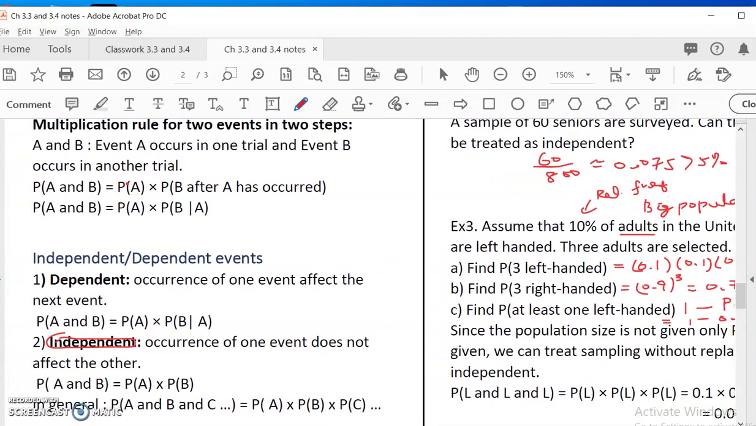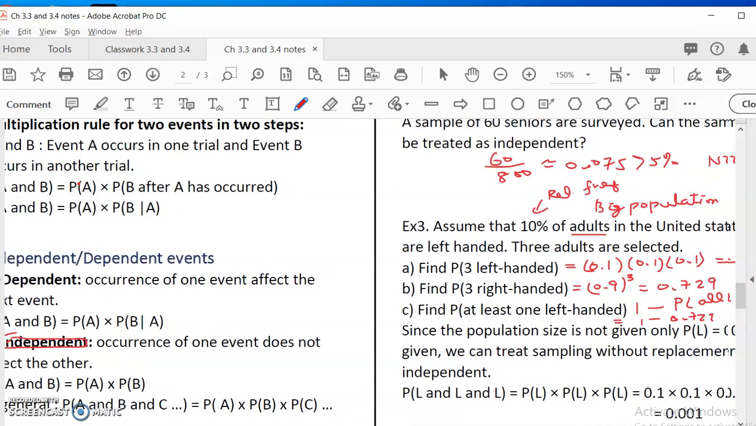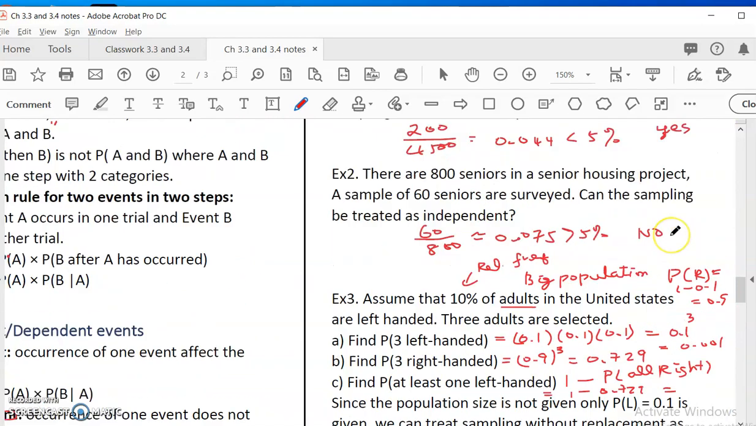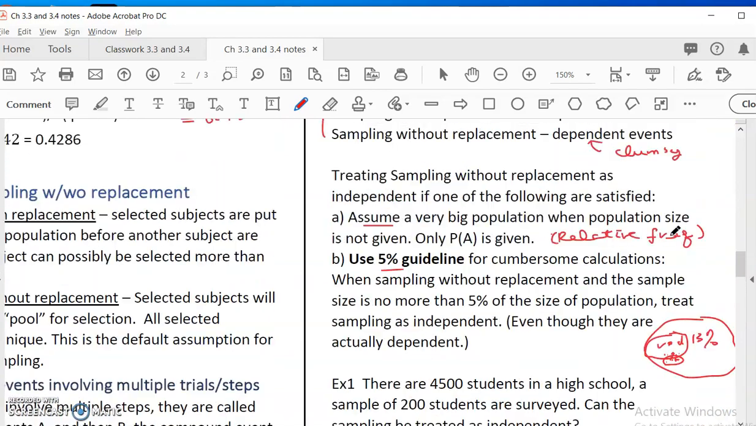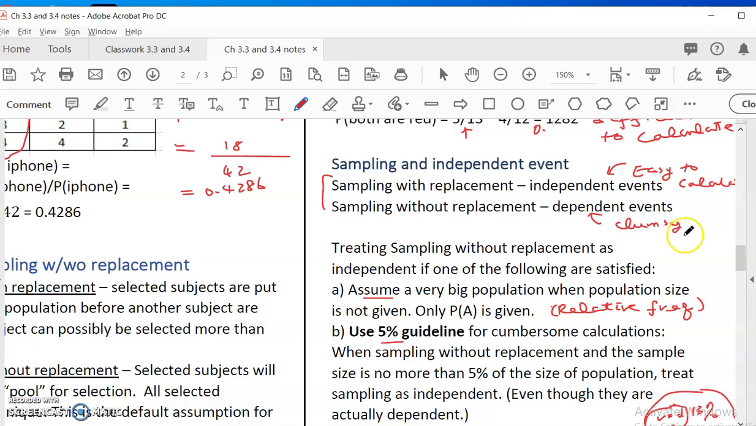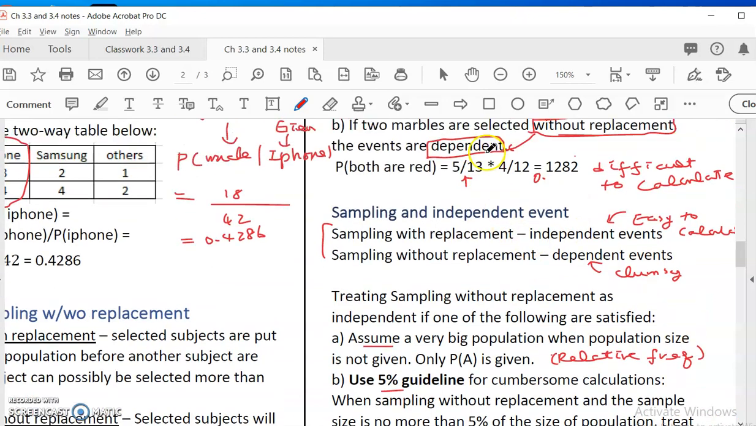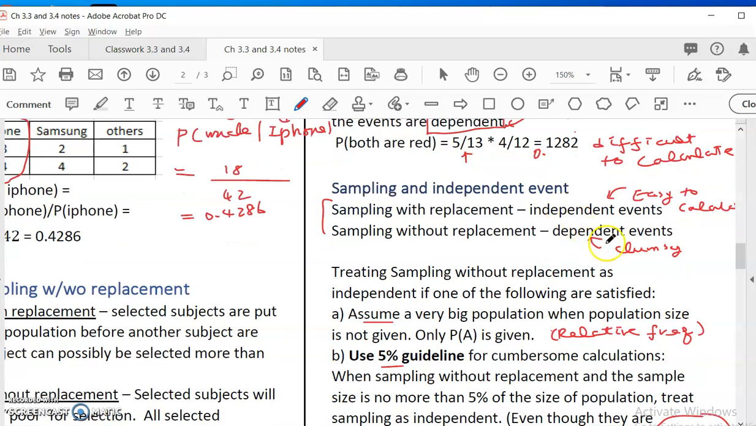And we figured that the main thing is if we're doing sampling with replacement, they are all independent because the population size stays the same. It's easy to calculate. You just keep on multiplying. But when we're doing sampling without replacement, which is usually what happens, then we have to do the subtraction things, like the red marble example. Keep on subtracting the top and bottom, which is very clumsy.